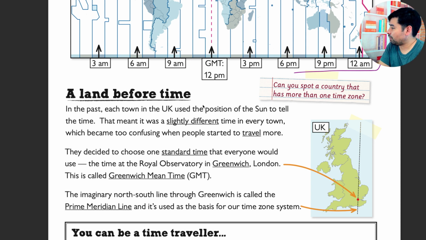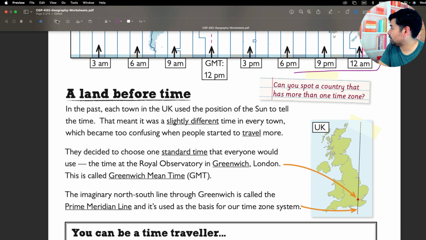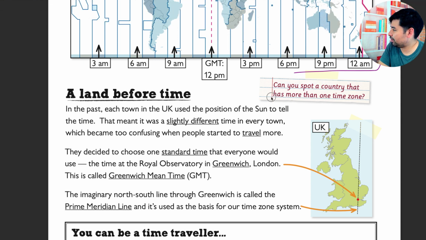Sorry, by the way, I forgot to do something. Let me get here. Can you see this part here? This area that I am highlighting. Can you spot a country that has more than one time zone? Do you understand that question? Can you spot a country that has more than one time zone? I mean, can you see, right?